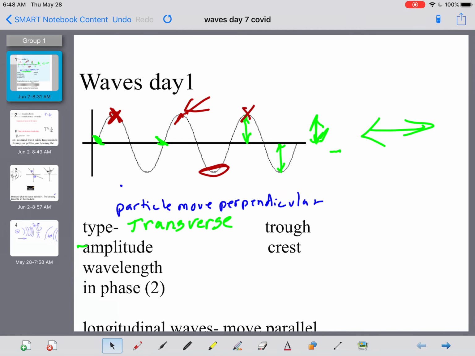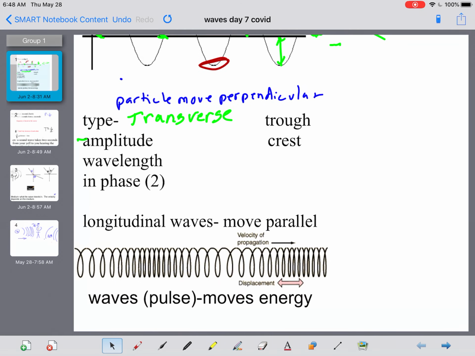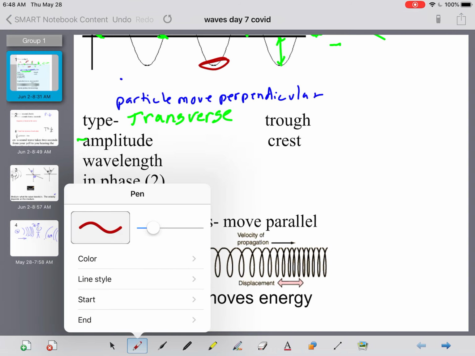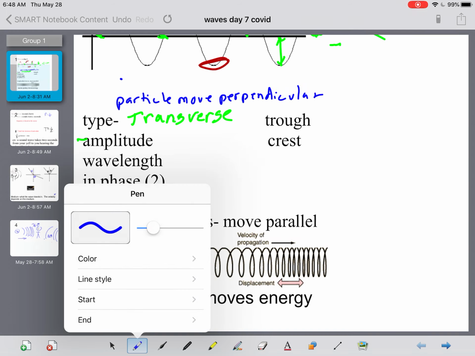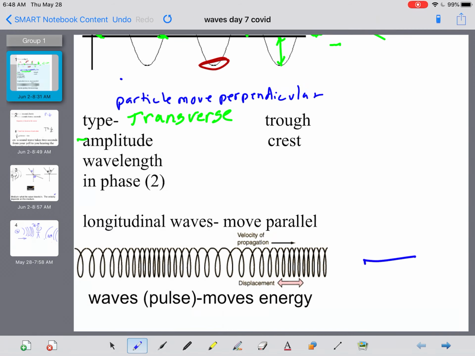Okay, the other type of waves are longitudinal waves. They move parallel. So they are going to move left-right. So they move that way. And then we got a definition. The pulse, remember, it just moves energy, not material. All right, our next slide.